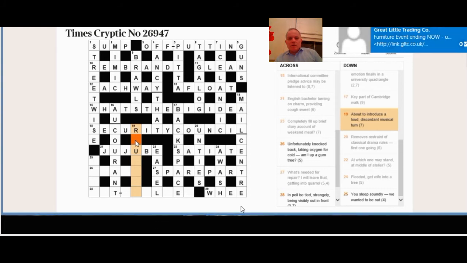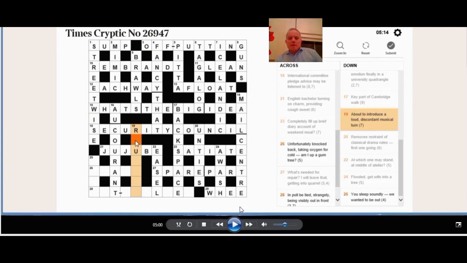Sorry about that. Then still can't do 19 down. Although what I should have been focusing on here is an anagram of A loud, because it is A loud, comma, discordant. So that's fairly clear, theoretically, although I couldn't see it. And 26 across.